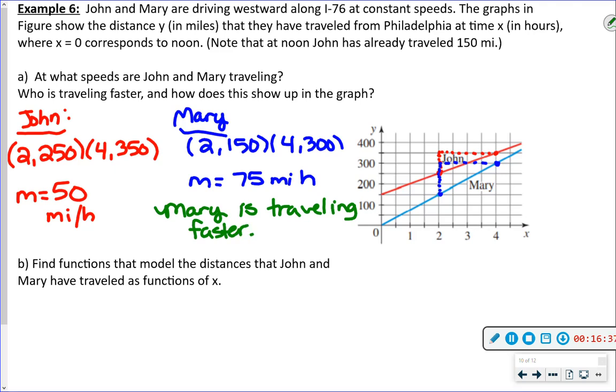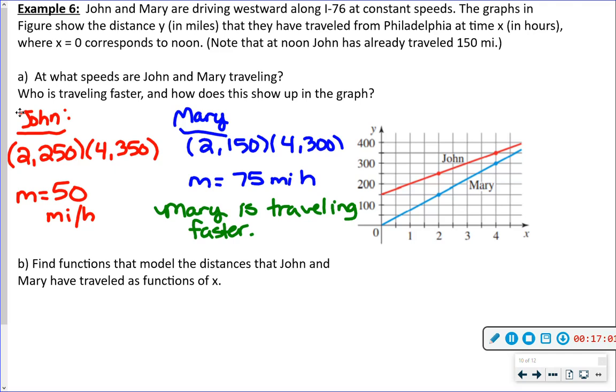Okay, how does that show up on the graph? I could tell you before I even did any, let's erase all my markings on here. I can tell you just from looking at the lines, even if you didn't give me any numbers on the graph, you didn't even label the axes, I can tell you Mary's going faster. How? What's different about her line? It's more steep, it's steeper. So I can tell you she's going quicker, faster, just from looking at the lines. I don't even need the numbers.